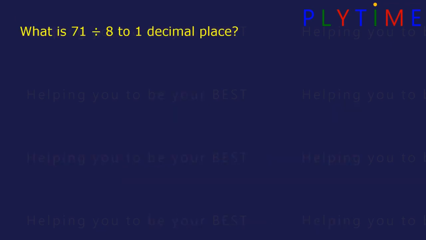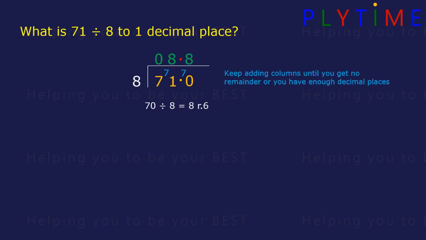What's 71 divided by 8 to one decimal place? In our short division, 7 divided by 8 is 0 with a remainder of 7. 71 divided by 8 is 8. 8 8s are 64. We have a remainder of 7. We add our decimal and the 0 and carry the 7 forward. Add the decimal into our answer. Now 70 divided by 8 is 8 again with a remainder of 6.